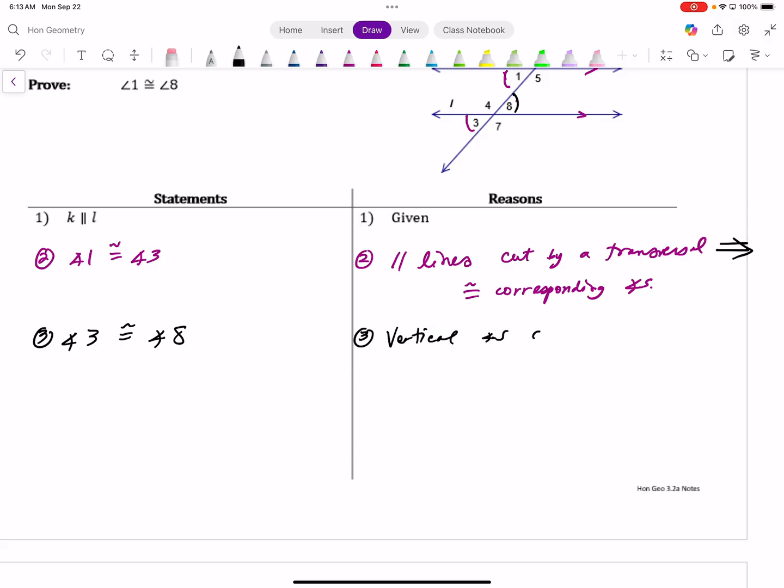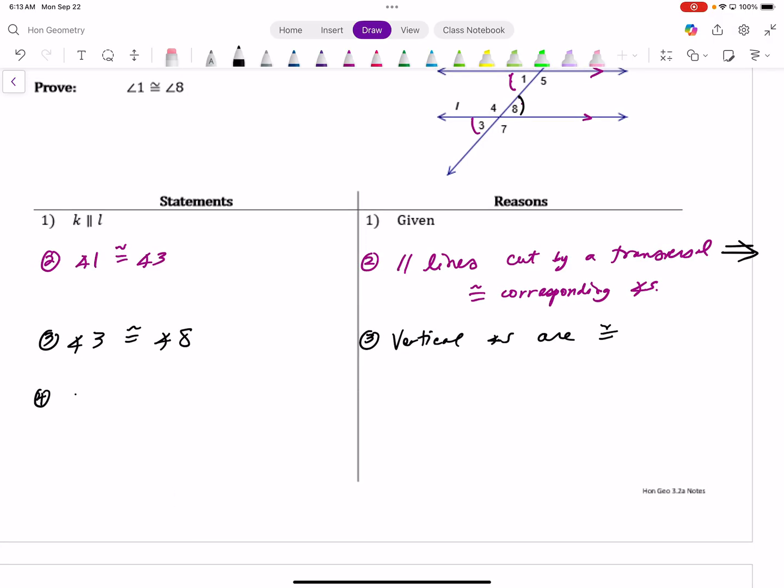Vertical angles are congruent. And then we can say that angle 1 is congruent to angle 8 because of the transitive property of congruence. Now remember, there is no such thing as a substitution property if we're talking about congruency. So you only substitute numbers. It has to be a value using an equal sign. Don't ever say substitution if it's a congruency, if it's an actual geometric shape.